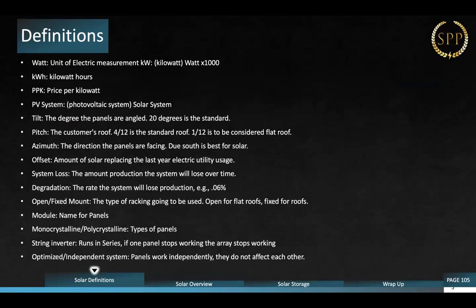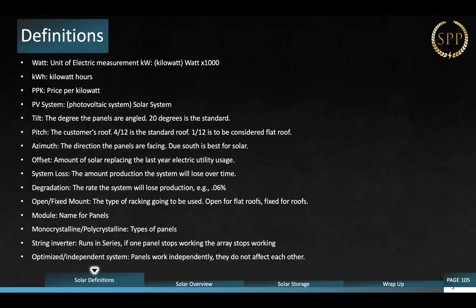PV system, very simple. When you see the word PV, it's referring to photovoltaic, which is just the scientific term for the solar system. When you look at any of the solar contracts, they all say PV. It just means solar. The tilt is the degree the panels are angled. 20 degrees is the standard for most of our territories. We may go different depending on where you're at, and that'll be done automatically inside of your proposal. You don't have to determine that yourself.